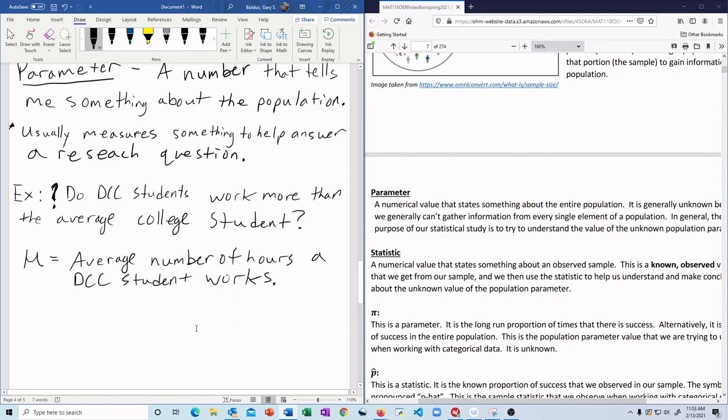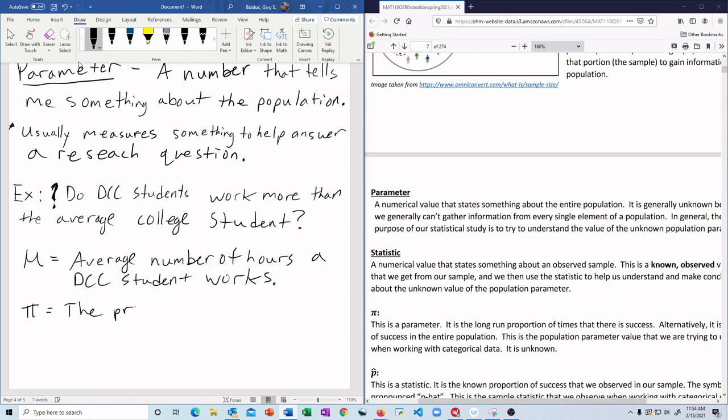All right? Just to add in here, we could think of other parameters that would help us with this question. Pi, right? When I say students work more, one way to try to measure if DCC students are working more is to look at the average hours they work, of course. But I might also be interested in what percentage of DCC students are working? That seems like a valuable thing to know.